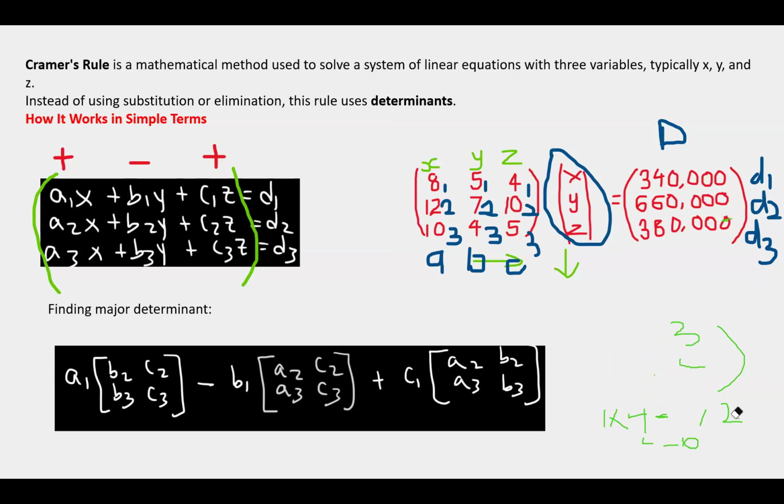So yes, Cramer's rule is based on determinants. If you have the knowledge of finding determinants, I believe Cramer's rule will be a piece of cake for all of us, given that this is knowledge that we already have, and it just requires further application into this topic.